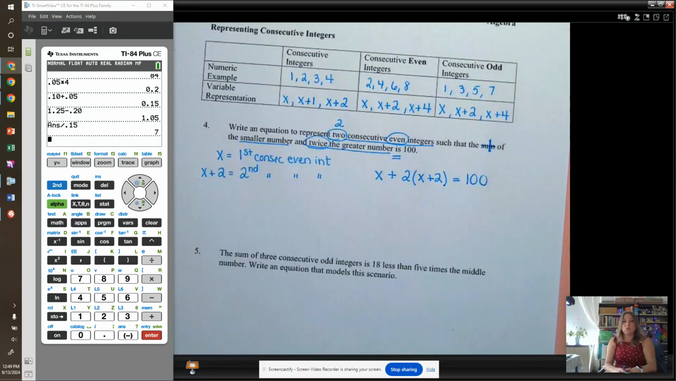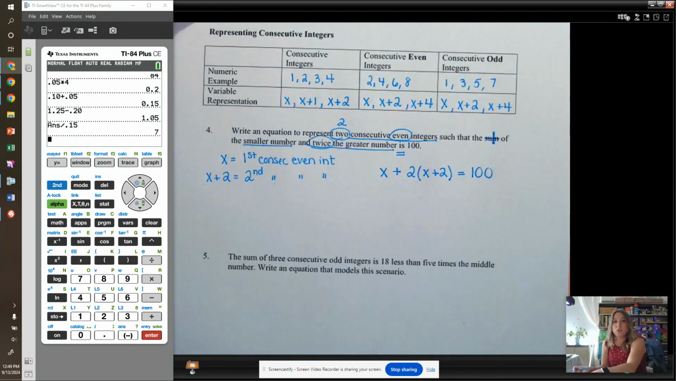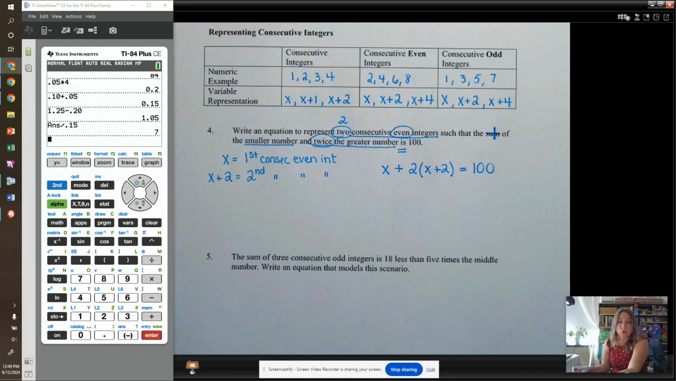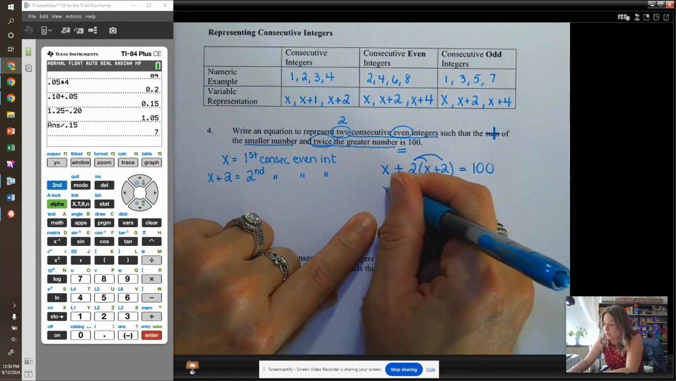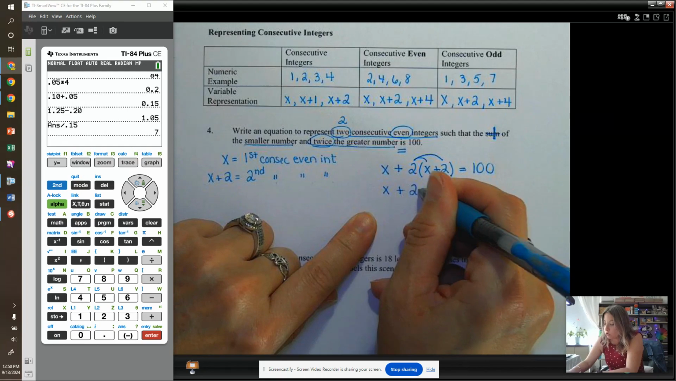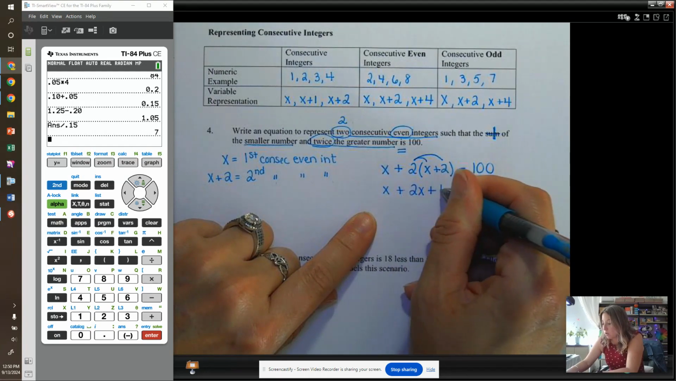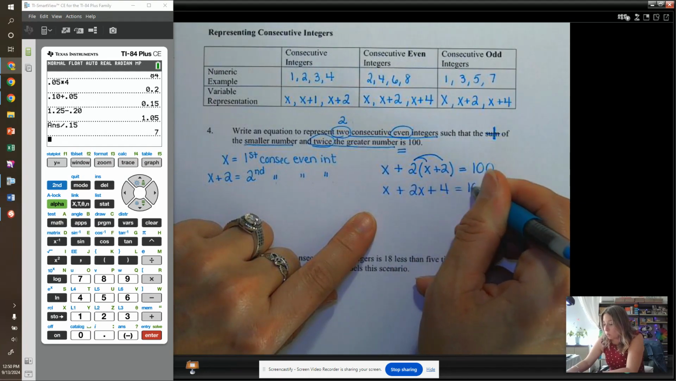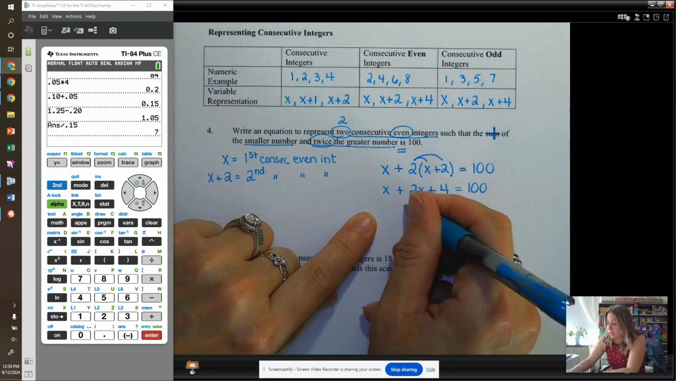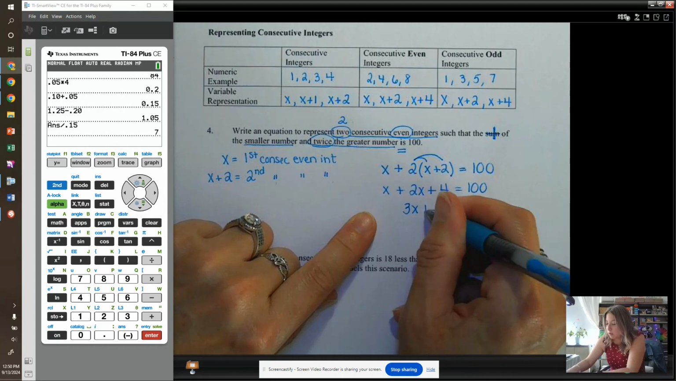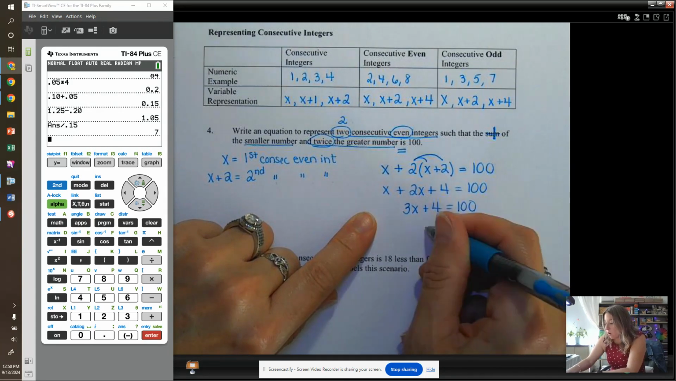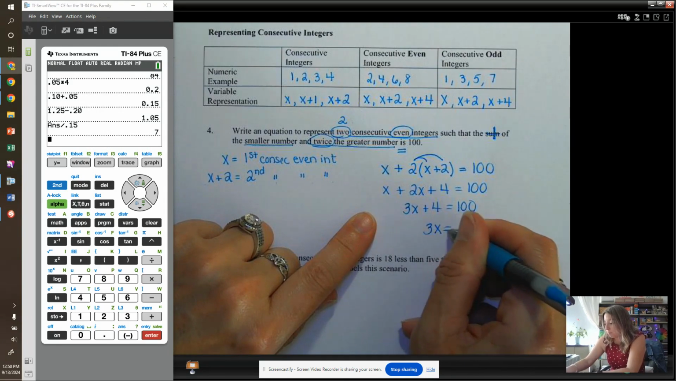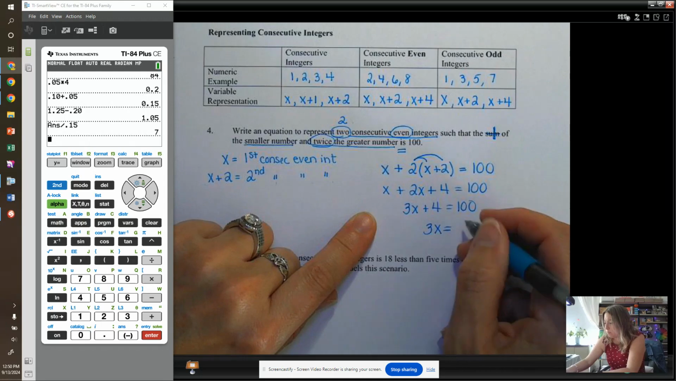So now this is just a linear equation to solve if I'm asked to. I actually wasn't asked to here, but I'm going to anyway just to remind you. This x would come down to the next line. 2 times x is 2x, and 2 times 2 is 4. You would combine like terms on the same side of the equal sign. And now, to get 3x alone, you would subtract 4 from each side of the equal sign. And what's 100 minus 4?